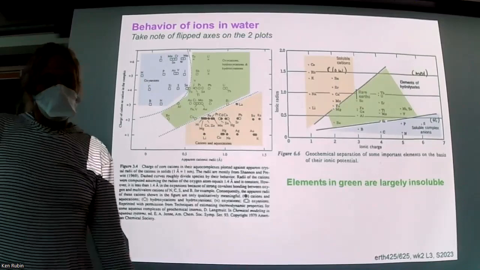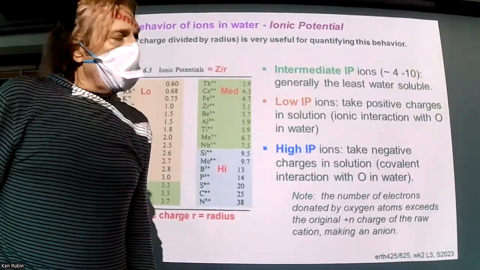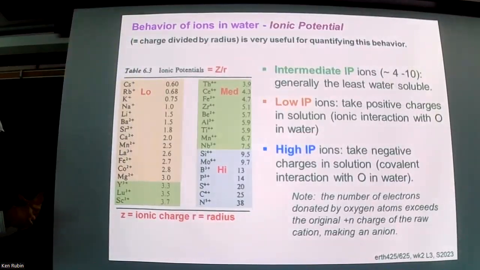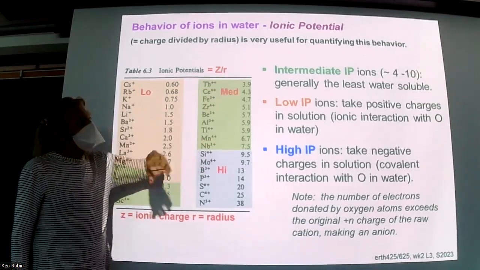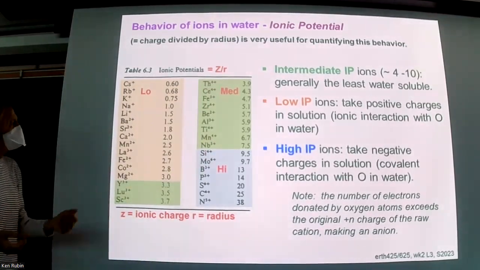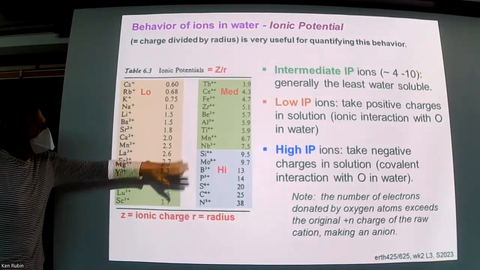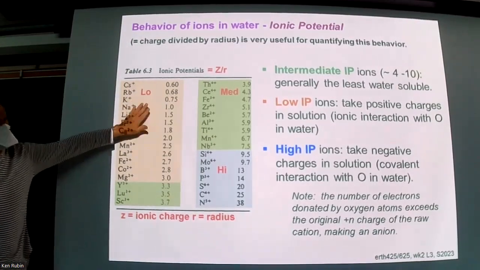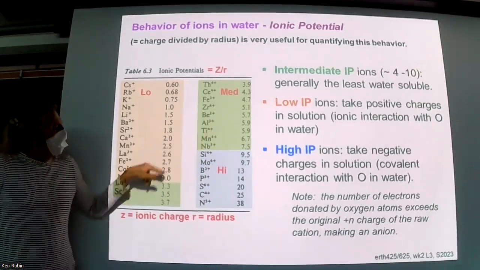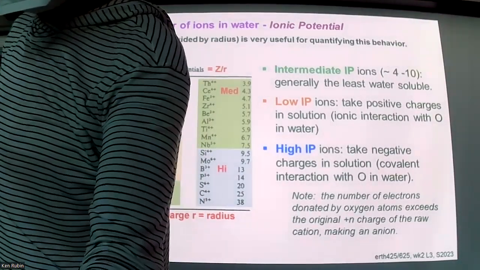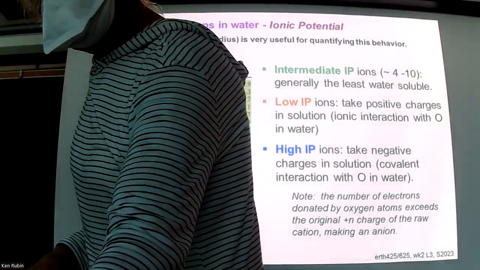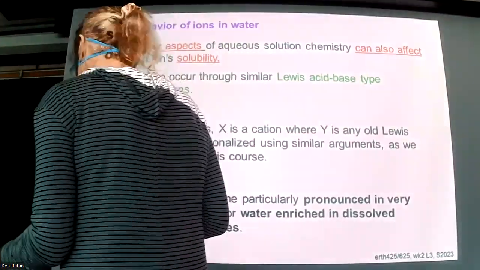These tend to not be very soluble. This is just a table of putting those two things together. If we take the charge over the radius, we get a term called ionic potential. I just color coded them for you. Again, high solubility, moderate solubility to low solubility. And the reason that they're low is because they tend to make neutrally charged chemicals that precipitate out of solution.